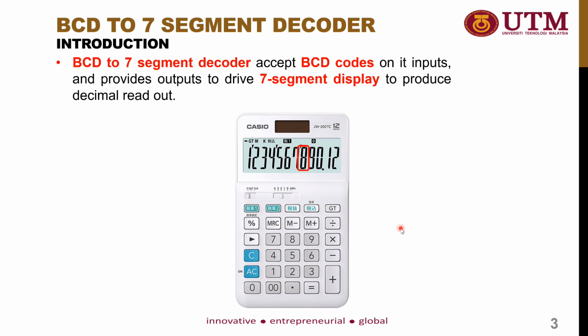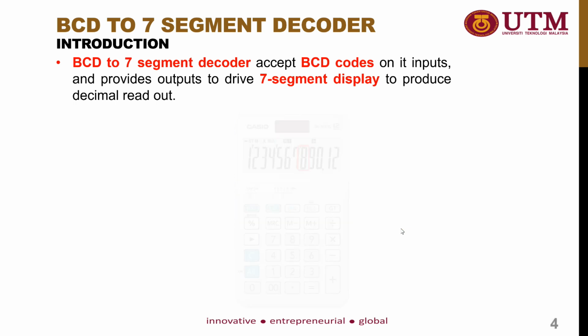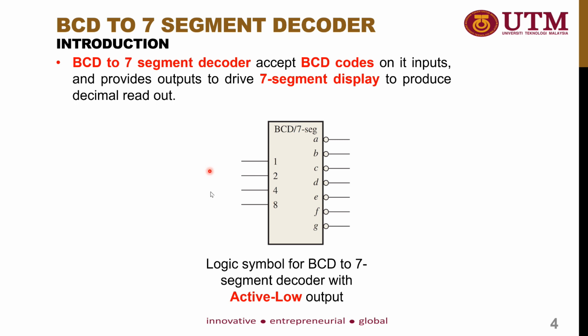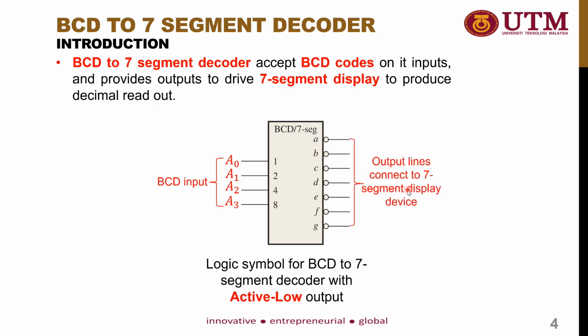So how do we operate the 7 segment display? Let's take a look at the next slide. This is the logic symbol for the BCD to 7 segment decoder with active low output. You can see here the output is active low because of the bubble. The BCD to 7 segment display decoder has a total of 4 inputs, which are BCD inputs. We give BCD digits to the input here. Then we have a total of 7 outputs, which are directly connected to the 7 segment display.